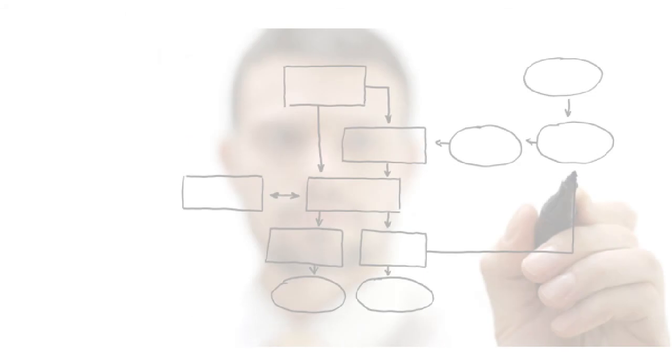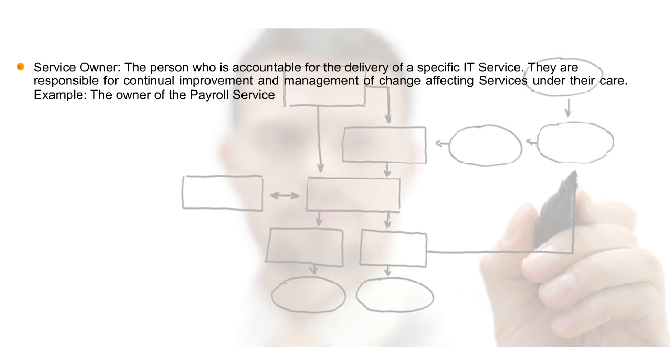Service owner, process owner. In our last slide, we understood process, functions across the lifecycle. This slide explains the concept of service owner, process owner. Service owner is the person who is accountable for the delivery of a specific IT service. They are responsible for continual improvement and management of change affecting services under their care. Example, the owner of the payroll service.